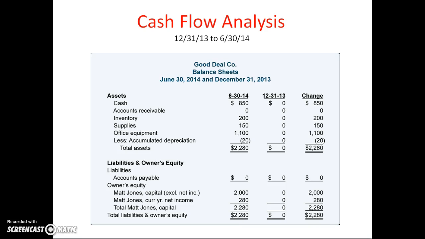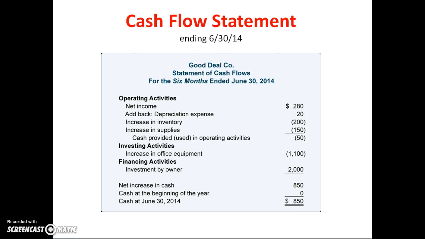Here is an example of a balance sheet. We will be looking at the Good Deal Company's balance sheet that is reflecting between December the 31st, 2013 through June the 30th, 2014. Please note this is a new startup company. As you can see in their balance sheet, they have zeros in all the categories for December 31st, 13. So this report and the numbers that we'll be looking at will reflect the first 6 months that this business has been in existence.